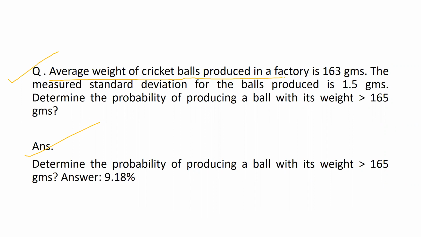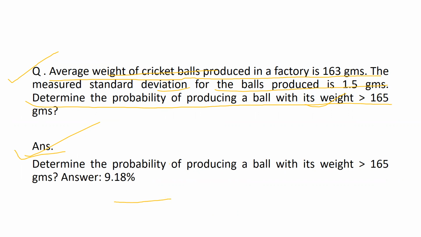The average weight of a cricket ball produced in a factory is 163 grams. The measured standard deviation for the ball produced is 1.5 grams. Determine the probability of producing a ball with its weight greater than 165 grams. That is our problem that we wanted to calculate. So finally, we have got the solution.